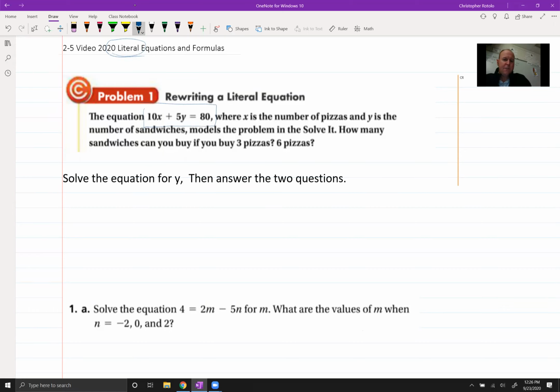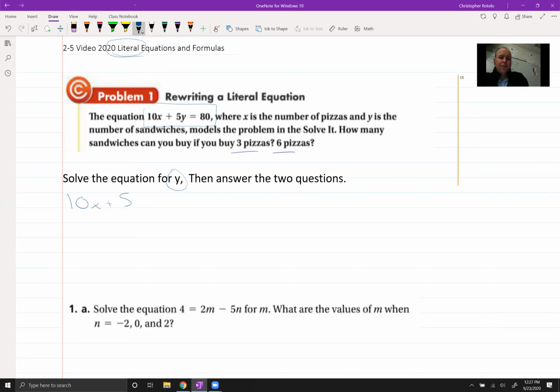How many sandwiches can we buy? Buy 3 pizzas, 6 pizzas, and going on from there. So since you're going to do a repeated operation, at some point I need to plug in 3, and at some point I need to plug in 6. So these are the things that we're after. So it'd be a whole lot easier if we complete this first task, which is to solve the equation for y.